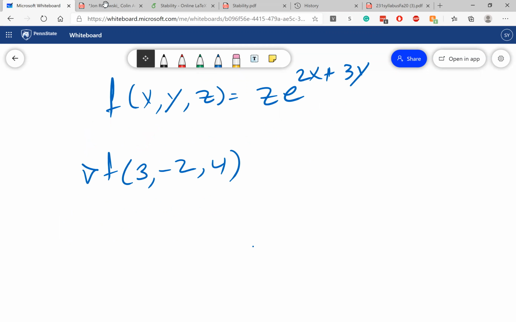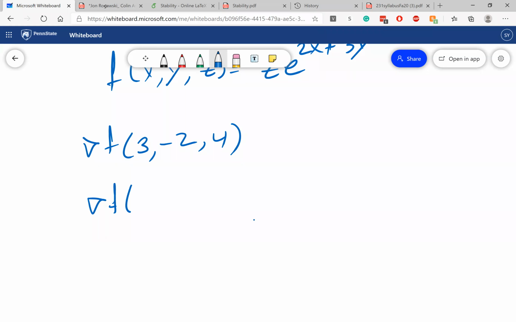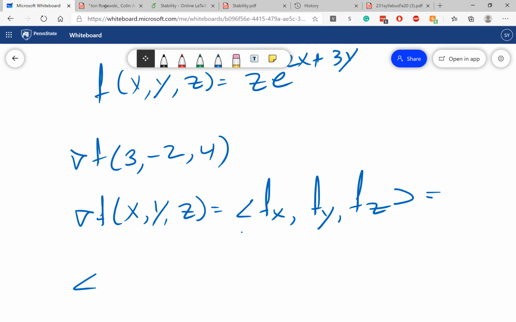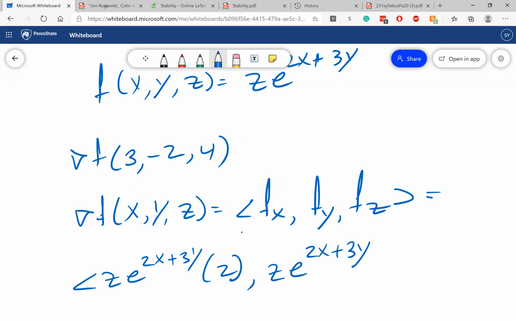Okay, so let's first calculate the gradient of f at x, y, z. So this would be partial with respect to x, partial with respect to y, partial with respect to z, which would be equal to, so the partial of this with respect to x is going to be z e to the 2x plus 3y times 2. The partial with respect to y is going to be z e to the 2x plus 3y times 3. And the partial with respect to z is going to be e to the 2x plus 3y.